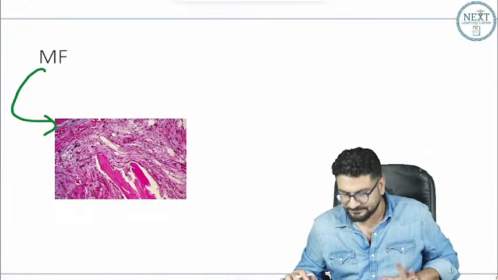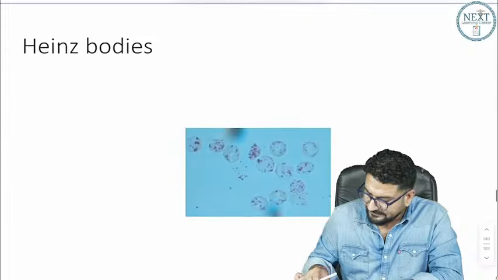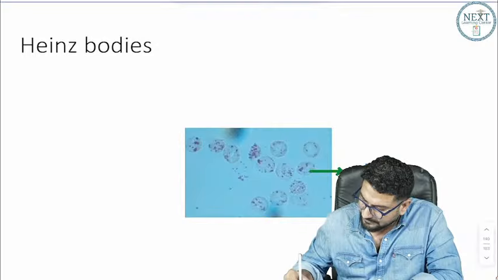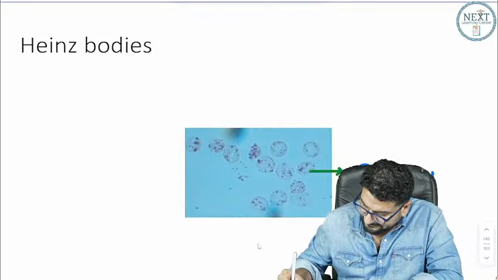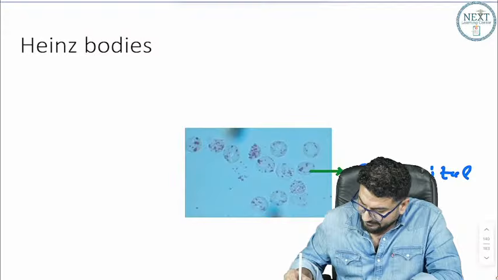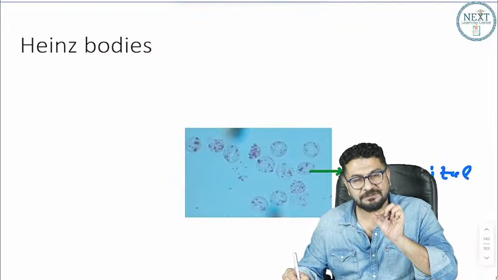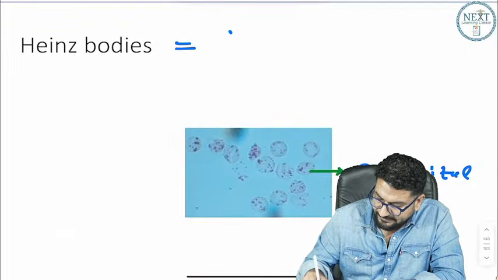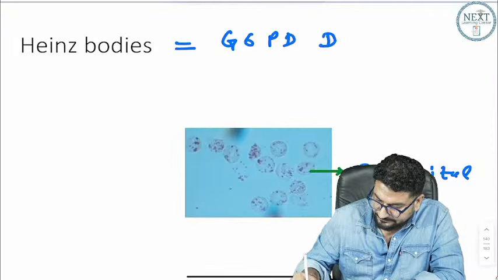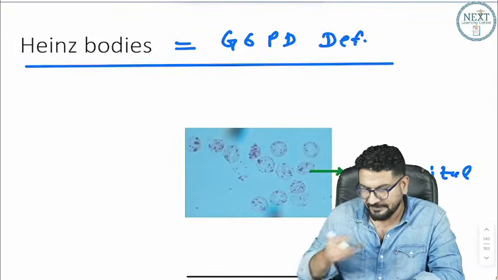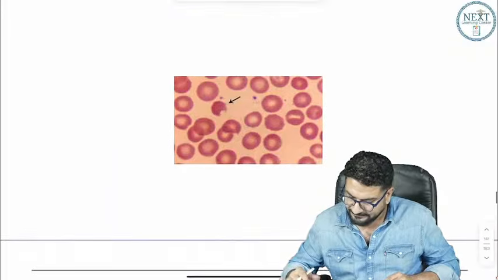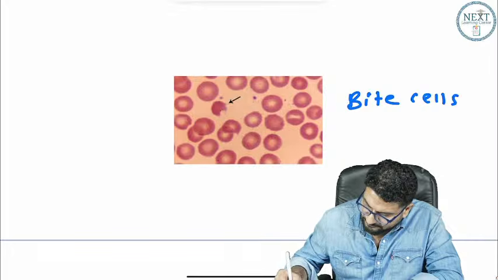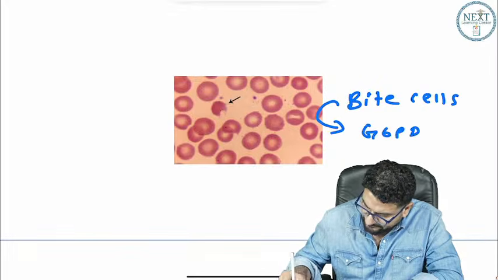Now see, this is a slide of myelofibrosis, which sometimes looks like an aplastic anemia slide. Okay, then these are Heinz bodies. Heinz bodies, understand, they are red in color. For this, what do we need? Supravital stain. So they are stained by supravital stain. These are red color bodies. Previously, I told you Howell-Jolly body was blue in color. This Heinz body is seen in a patient with G6PD deficiency. Then you can notice these are bite cells. Bite cells are also seen in G6PD deficiency.